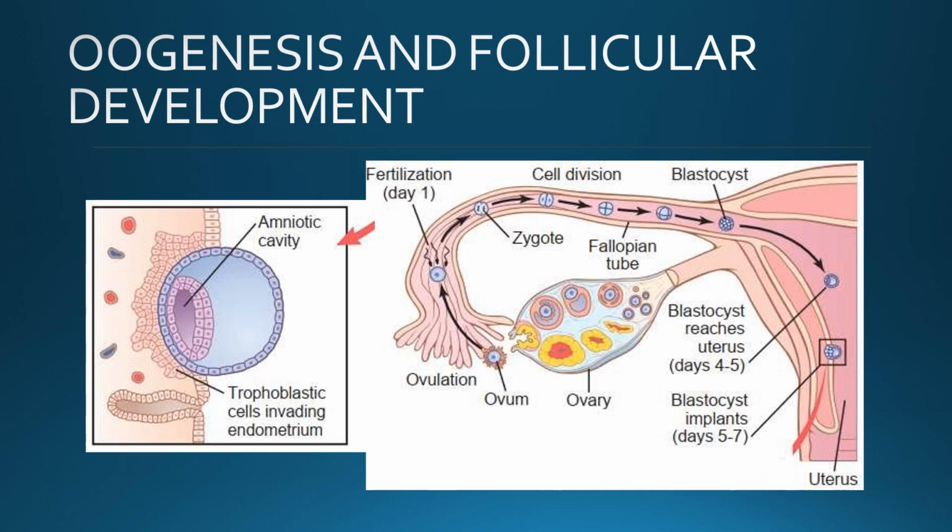Again, you can see here how the process of release of the ovum from the ovary occurs, then fertilization on day 1, and then zygote cell division, and then along the fallopian tube down into the uterus it goes and fixes in the uterine wall.